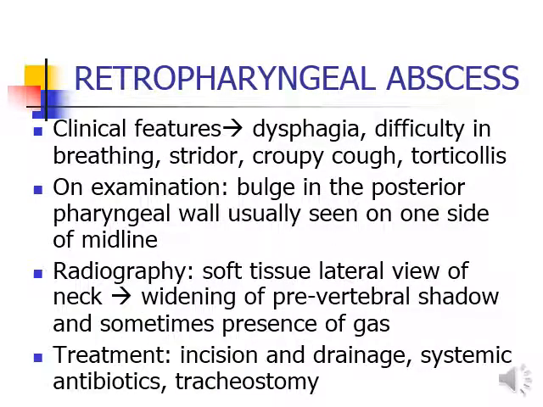For the symptoms, the patient is usually a child suffering from dysphagia, difficulty in breathing, stridor, croupy cough, and torticollis. On examination, there is an evident bulge in the posterior pharyngeal wall, usually seen on one side of the midline.